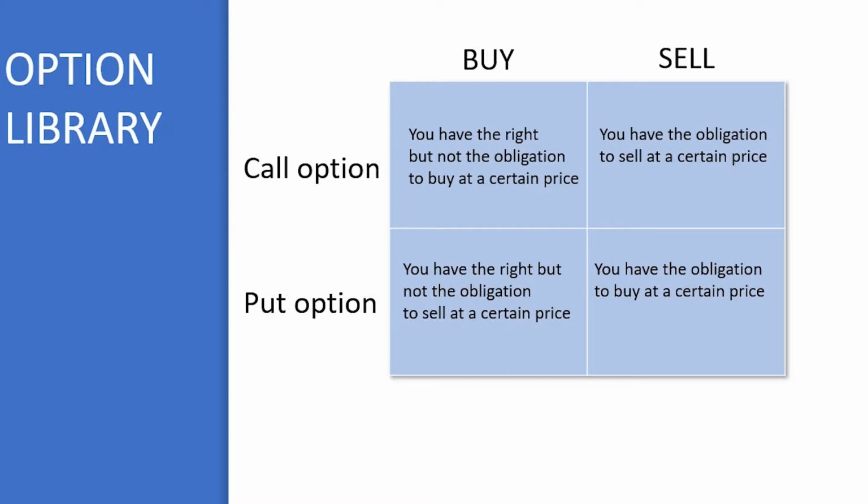So let's take it. There are 4 different areas in this matrix. We can buy a call option, we can buy a put option, or we can sell a call option or sell a put option. So let's take the buy side first. When I buy an option, I'm buying the right to do something, but not the obligation. So let's have a look at it. It's a lot easier than it sounds actually. As you can see here in the matrix, when I buy a call option, that is the area here, you have the right, but not the obligation to buy a stock at a certain price.